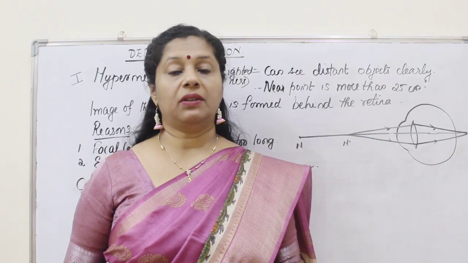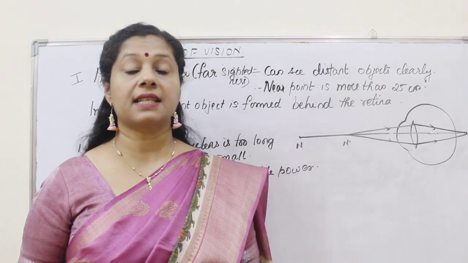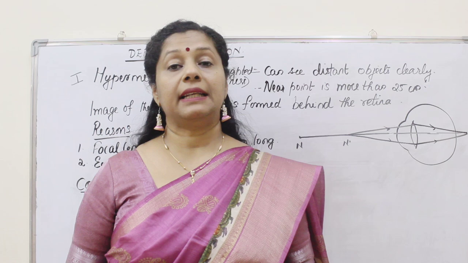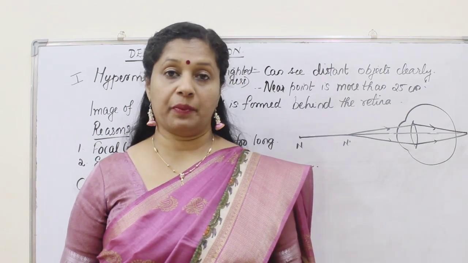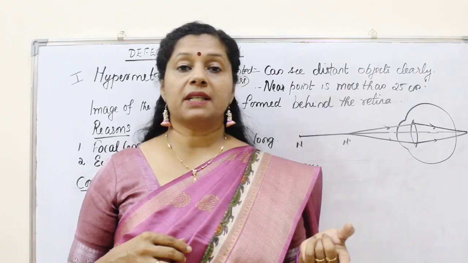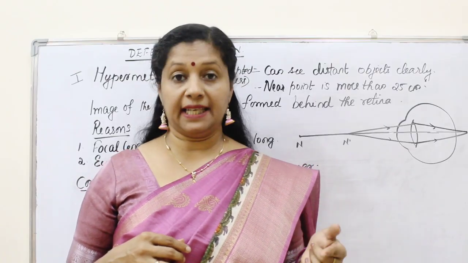Let's now learn about the next defect of vision, that is hypermetropia. Here in case of hypermetropia, it is just opposite to what we learned in myopia. There nearby objects can be seen very clearly.